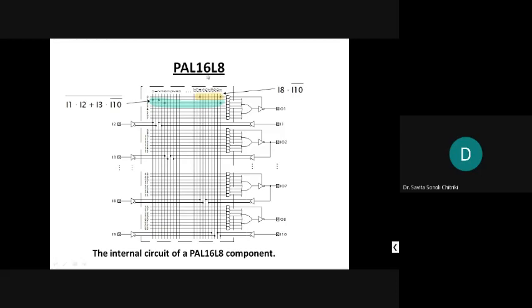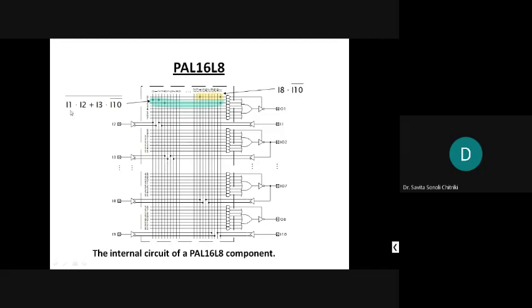right? So 8 outputs and 16 inputs. Some of the outputs will be bidirectional also, so the output is fed back. Some outputs are not bidirectional. Some of the outputs are bidirectional, means what? It is also fed back.